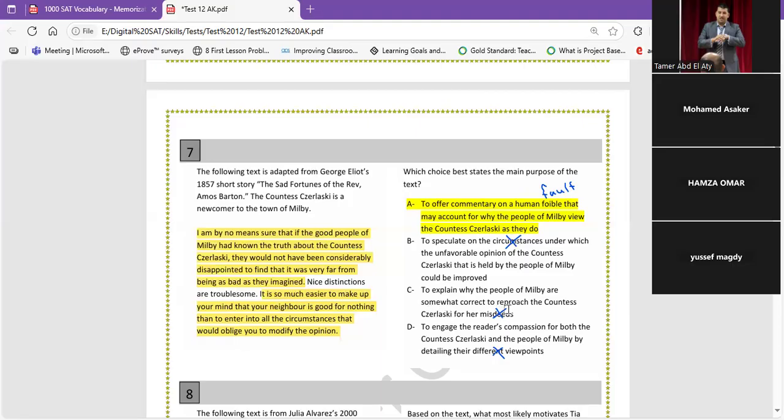"To explain why the people of Melby are somewhat correct to reproach the Countess Zerlisky for her misdeeds." He didn't talk about that they are actually correct. He said that if they know the truth, it means that they are not correct.